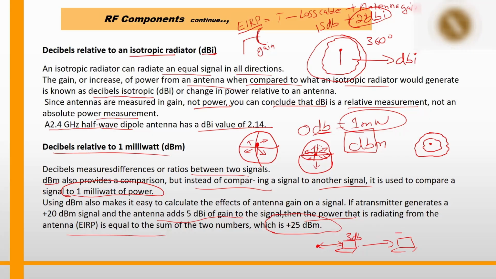If the distance is doubled, then it is a 6 dB loss. That is the 6 dB rule, you can say. Every time you double the distance, there is a 6 dB loss. If you cut the distance by half, then it will be a 6 dB gain. So that is called the 6 dB rule.